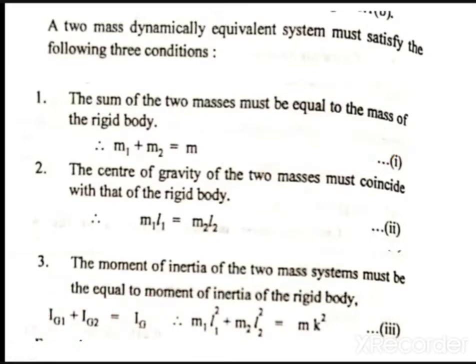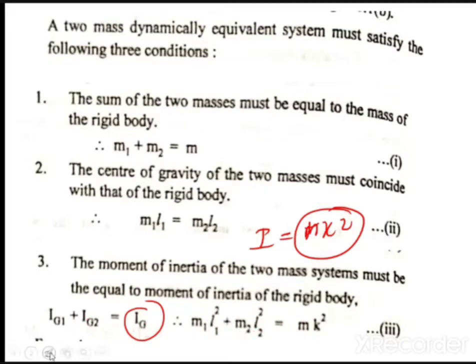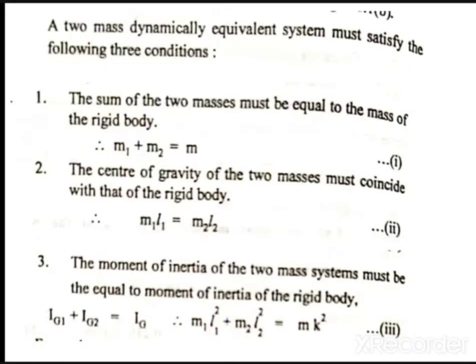So I am getting Ig is equal to Ig1 plus Ig2. Now you know that the mass moment of inertia of a rigid body is nothing but m k square, I is equal to m k square. So I have considered Ig1 plus Ig2 is equal to m1 l1 square plus m2 l2 square is equal to m k square. If you are able to satisfy these three conditions, then the system is called a dynamically equivalent system.